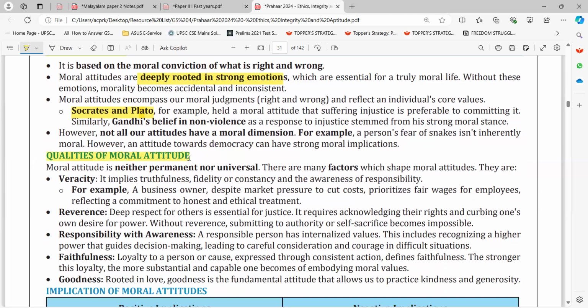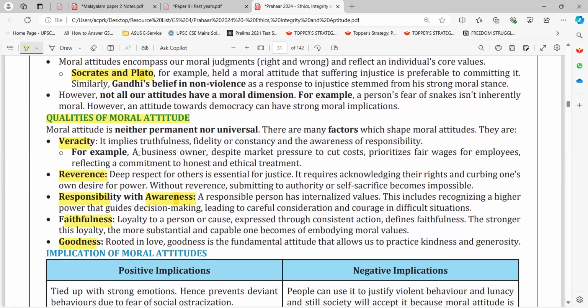Qualities of moral attitude. Moral attitude is neither permanent nor universal. There are many factors which shape moral attitudes. They are veracity, reverence, responsibility with awareness, faithfulness, goodness. Veracity. It implies truthfulness, fidelity, or constancy, and the awareness of responsibility.